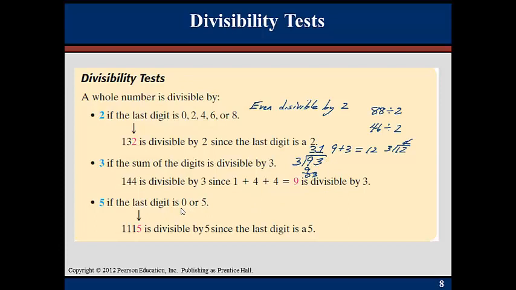If the last digit is a 0 or a 5, then the number can be divided by 5. And also, if the last digit is just a 0, the number is divisible by 10.